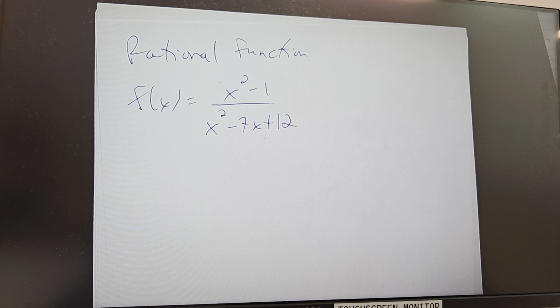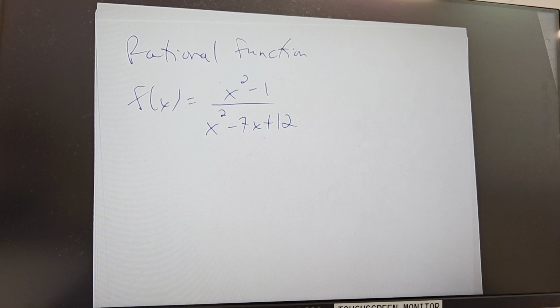I like it. You're good. You're not in a game show. Does anything cancel? So how many vertical asymptotes will I have? 2. And where exactly will they be? 4 and 3. Be very specific. X cannot be 3. And X cannot be 4.